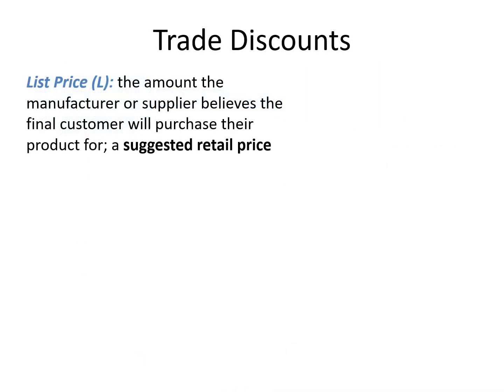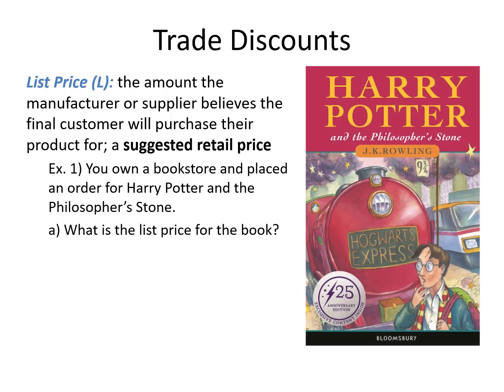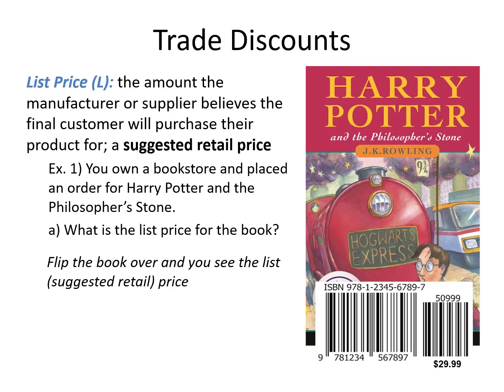I'm going to introduce another new term here. It's called the list price. It's the amount the manufacturer or supplier believes the final customer will purchase their product for. Ultimately, it's a suggested retail price. To put this into context, I'm going to give an example. You own a bookstore and placed an order for Harry Potter and the Philosopher's Stone. So here's the book. What is the list price for this book? Well, I think we've all seen this before on books, where we turn around the book and on the back we see this code, and that list price is the price listed right there.